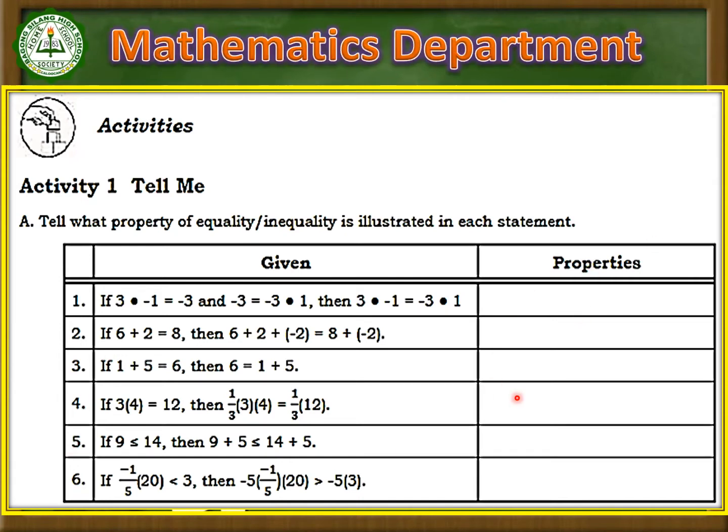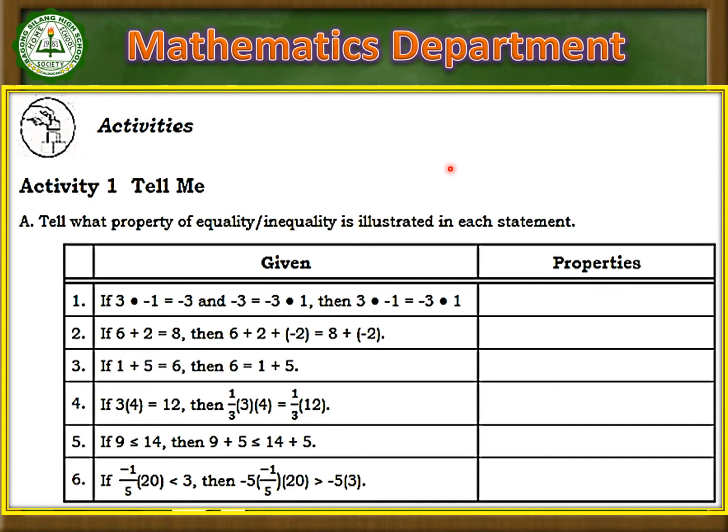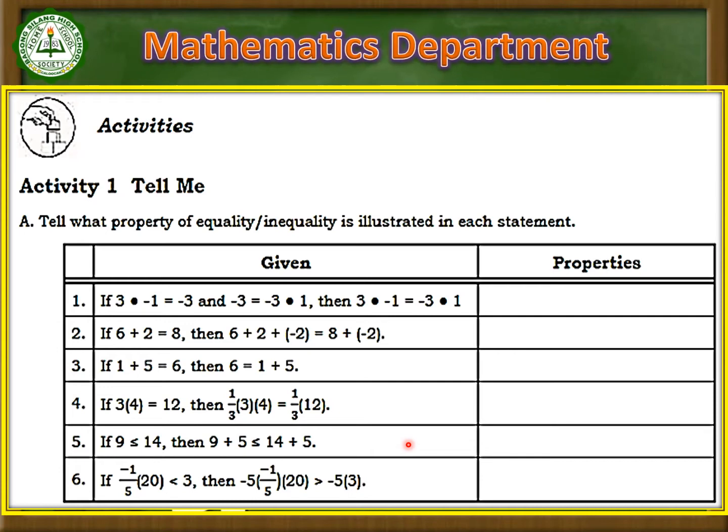The properties are just the reflexive property, the transitive property, the symmetric property, the addition property of equality, and the multiplication property of equality. But when it comes to inequality, we have the addition property of inequality and the multiplication property of inequality.